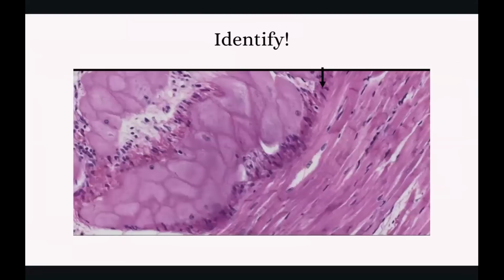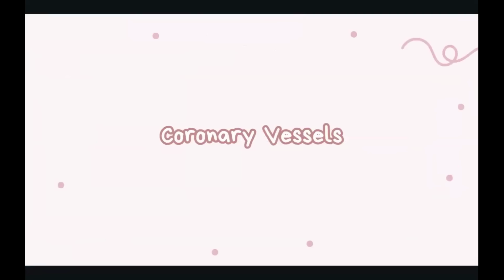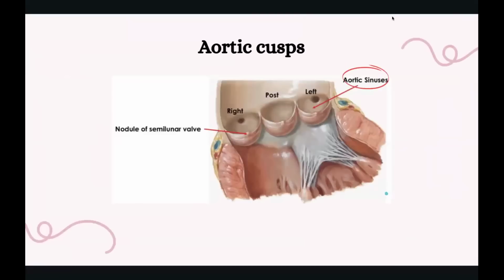Okay, so now moving on to coronary vessels. So for coronary vessels, first of all, we have the aortic cusps. So the aorta has 3 cusps. It has 3 valves, and the valves are made up of cusps. So you have a right cusp, a left cusp, and a posterior cusp. Now, this is in comparison to the pulmonary valve, which has also 3 cusps. However, it has a right, a left, and an anterior cusp. So this is an important identification between each of them.